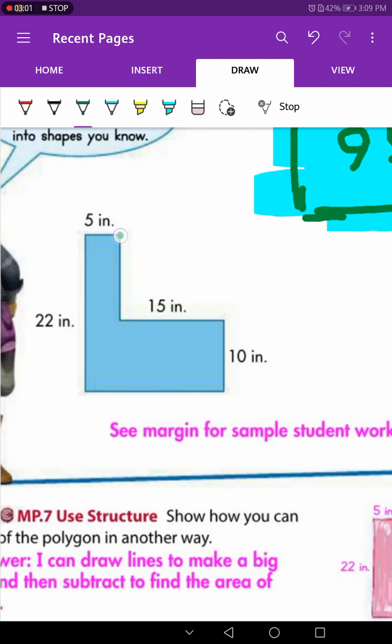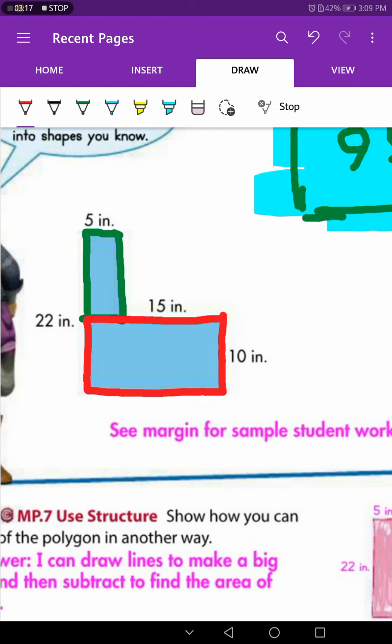For example, let us start with this one. If I cut it in this way, this is the first rectangle and this is the second rectangle. Now the green one has two dimensions. It is what? Yes, it is 5 inch. And what is the second dimension for the green rectangle? Can you tell me? What? 22? Be careful, it is not a 22.